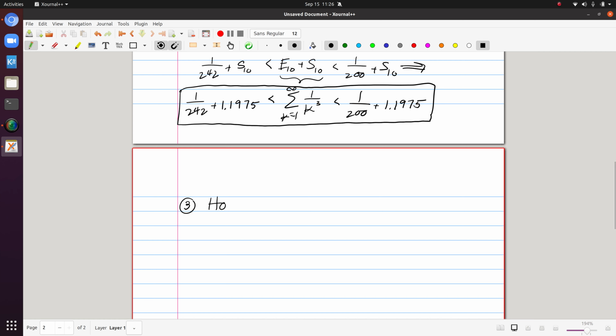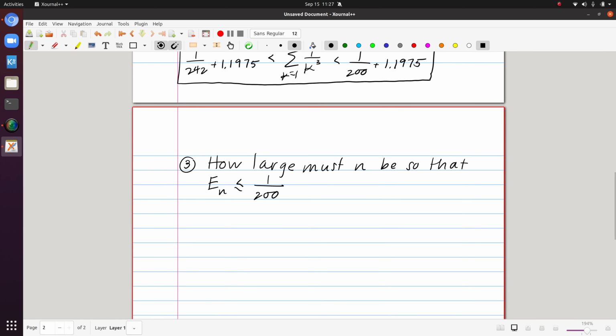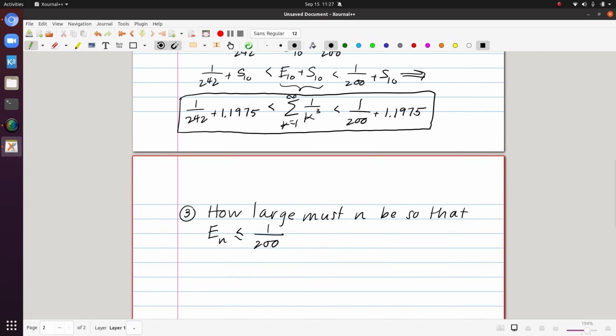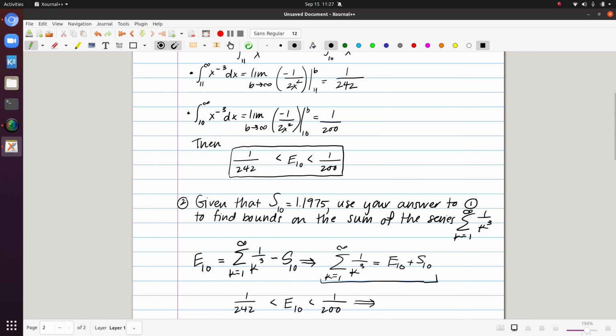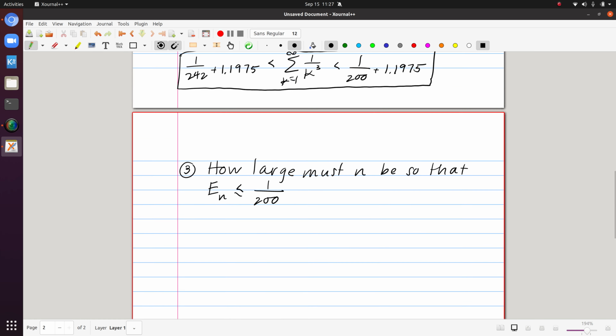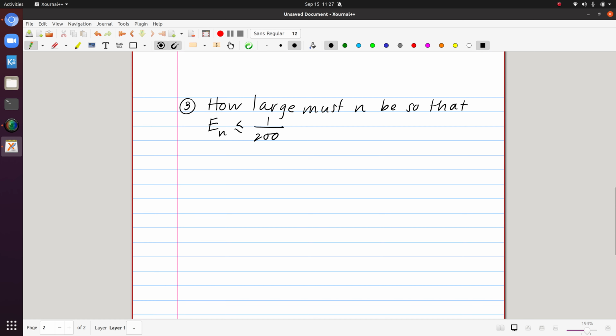So alternatively, here we're asked how large must n be so that we can ensure that E sub n is bounded above by 1 over 200. Now, keep in mind that I've chosen this n value. We've already been working with 1 over 200 above, so we have an advantage here that we have a little bit of insight into where that 1 over 200 would come from. But imagine that this was a question asked without the prior work in parts 1 and 2 of this.